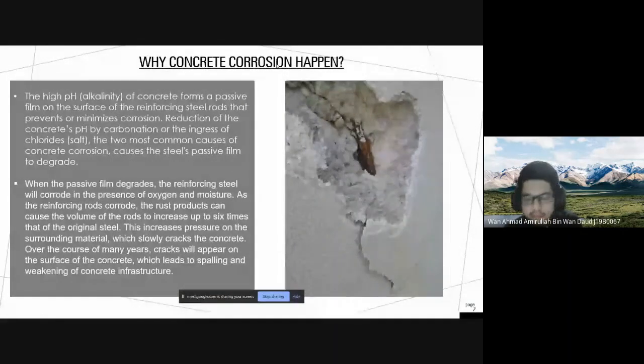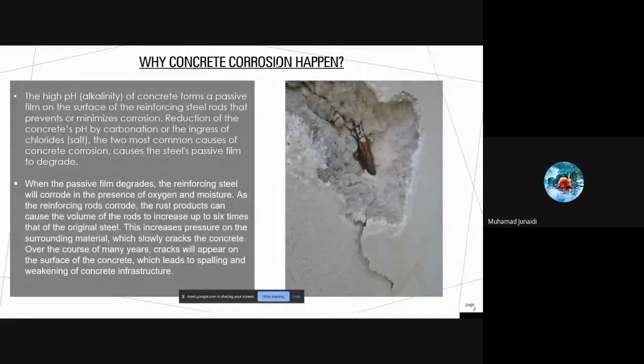There are two common causes of corrosion, that is reduction of pH and presence of iron chloride. Concrete has a high pH, between 12 and 13. With this high pH, it creates an environment that promotes the formation and growth of the oxide film that can prevent dissolution of metal ion.